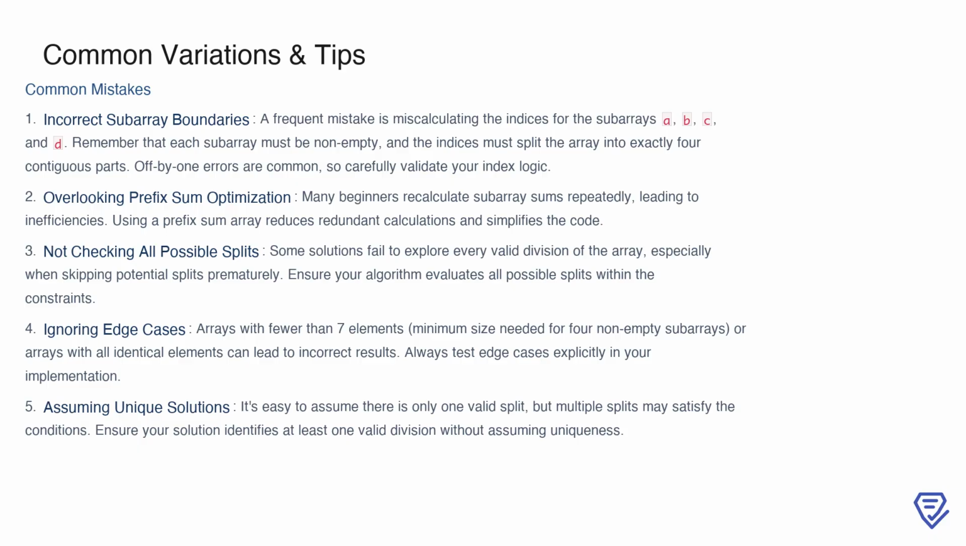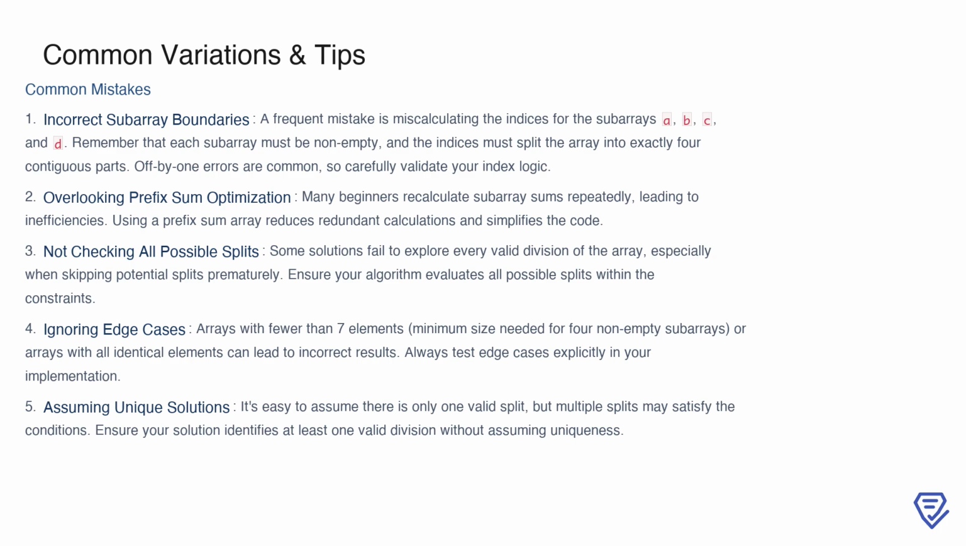Next, overlooking the optimization provided by prefix sums is another mistake. Without this, you might end up recalculating subarray sums repeatedly, which is inefficient and complicates your code. Additionally, some solutions fail to check all possible splits. It's crucial to evaluate every valid division of the array within the constraints, as skipping potential splits prematurely can cause you to miss solutions. Another challenge is handling edge cases.